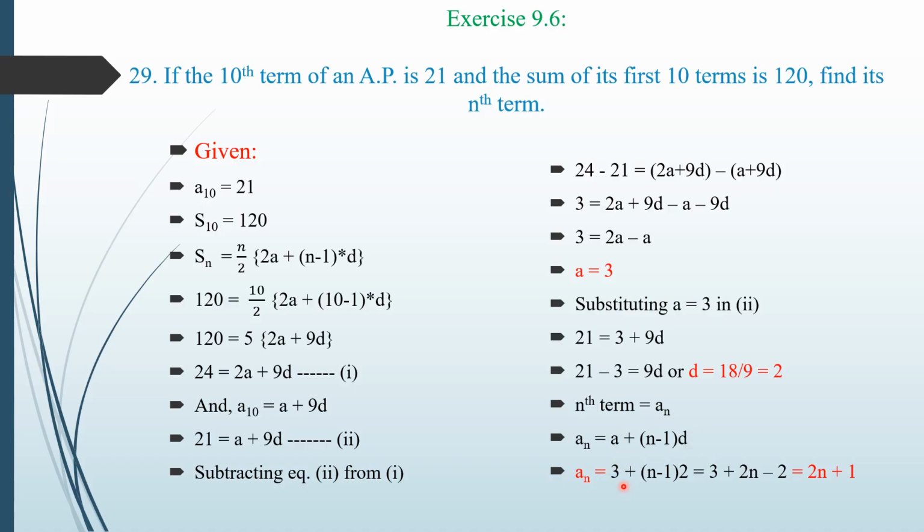When I simplify this, 3 I am keeping as it is, plus when I multiply this 2 inside the bracket, it will be 2n minus 2. 3 minus 2 will be plus 1, and 2n as it is. Therefore, nth term of this AP is going to be 2n plus 1.